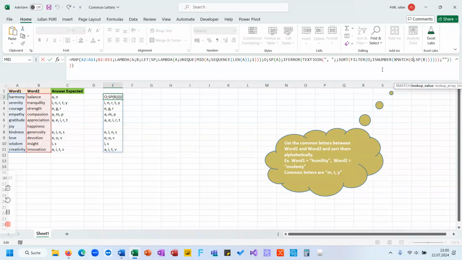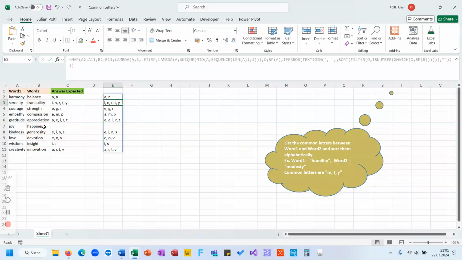And if there is a match, then this number argument is true. Then we filtered all the split letters from the first word, if they are in the second word, with this FILTER function. We sort them, we TEXTJOIN them with a comma in between, and also we map an IFERROR over it, because joy and happiness don't share any letters. Yeah, this wasn't complicated.